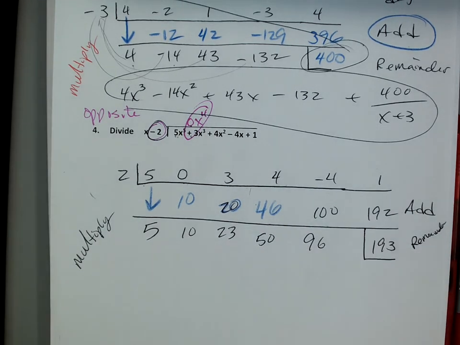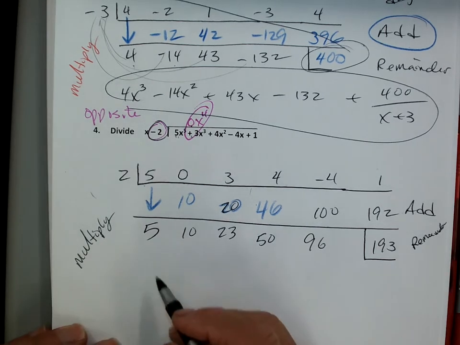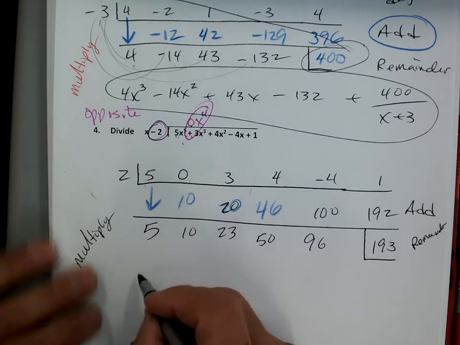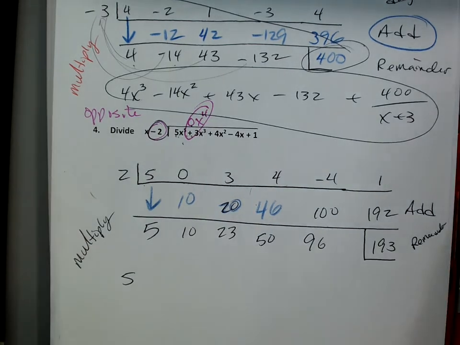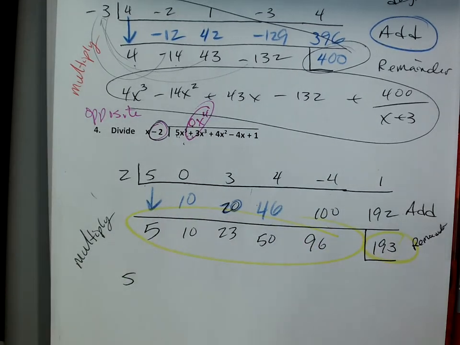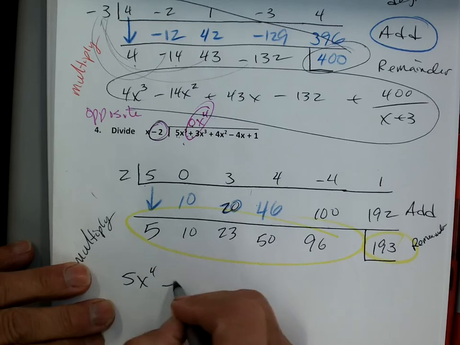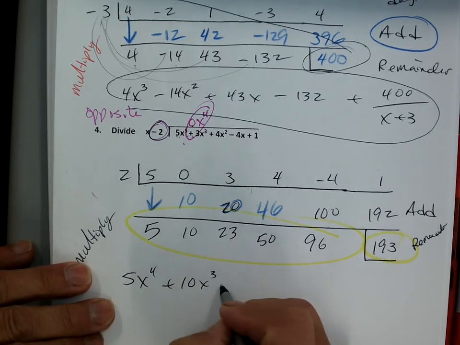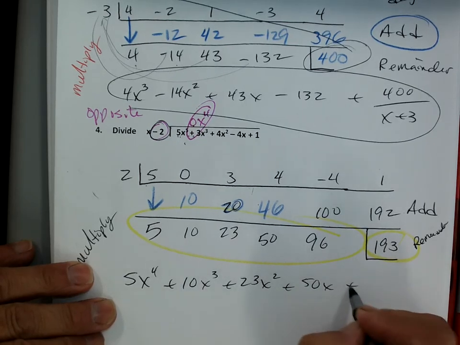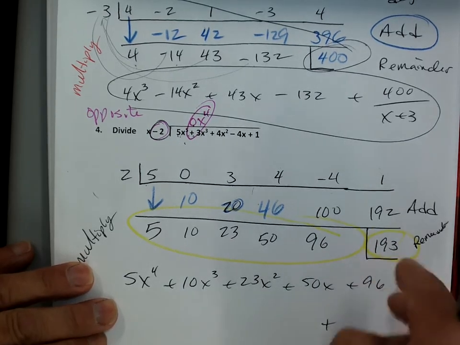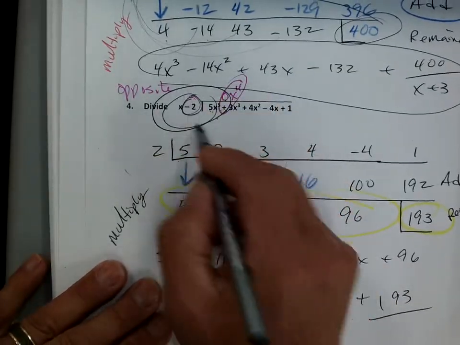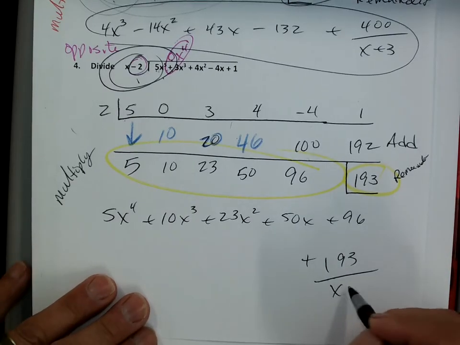Okay, so here's my answer. Let's bring back the x's, because the x's are invisible. So it started as an x to the 5th, 1 less power, okay? So my answer is 5. Taking these numbers here, my answer is a 5x to the 4th plus a 10x cubed plus a 23x squared plus a 50x plus 96 plus my remainder of 193 over what I divided by, over x minus 2.